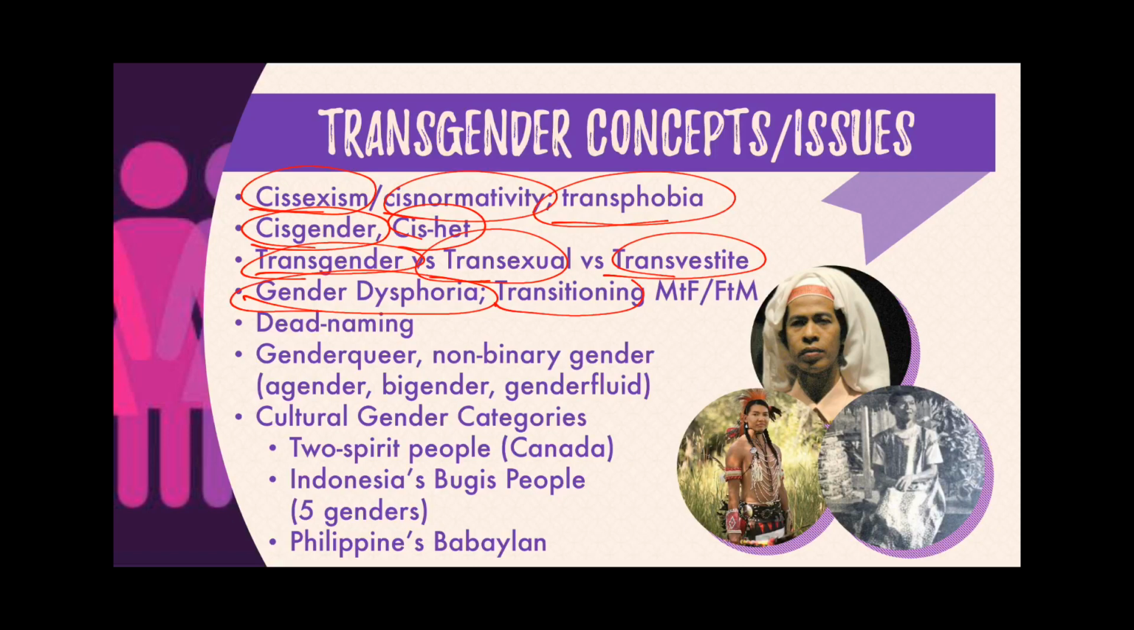Transitioning can also mean surgical intervention. So for female bodies with male gender identities, usually they do mastectomy, they remove the breasts, and also surgically reassign their genitalia from vagina to penis.